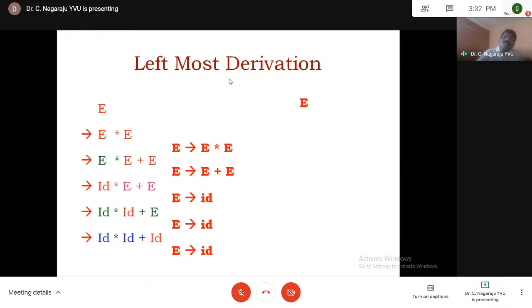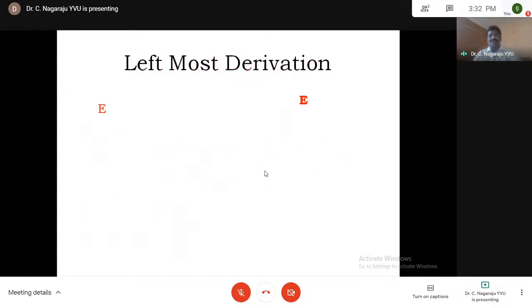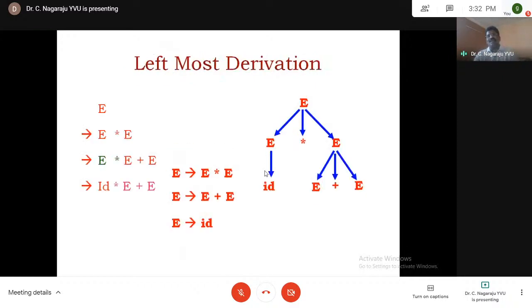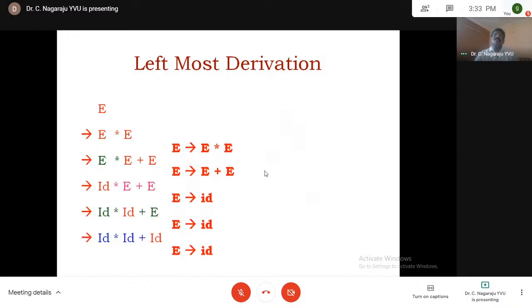Now you see the leftmost derivation for this tree. Previously I have drawn the derivation like this. For example, first you have taken the grammar, but it is a right one. Now, how to construct the leftmost derivation for this derivation? The first step is you take the root. After that, in the leftmost derivation, between these two we take the leftmost E, and then the rightmost.